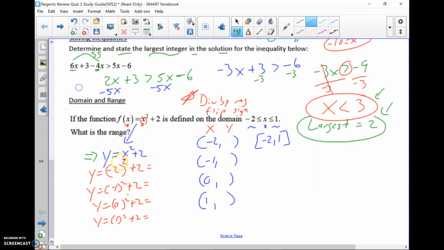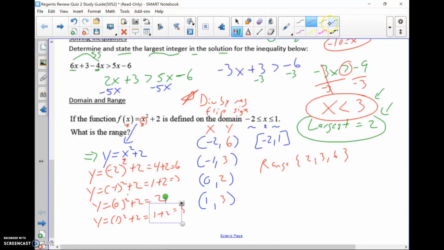And what does this come out to be? Well, negative 2 squared, remember that would be a positive 4 plus 2 is 6. Negative 2 times negative 2 is positive 4. Don't think negative 2 squared is negative 4. Big mistake there. Negative 1 squared is positive 1 plus 2 is 3. 0 squared, of course, is 0 plus 2 is 2. 1 squared is 1 plus 2 is 3. So our range is the values, if I want to do least to greatest, 2, 3, and 6.